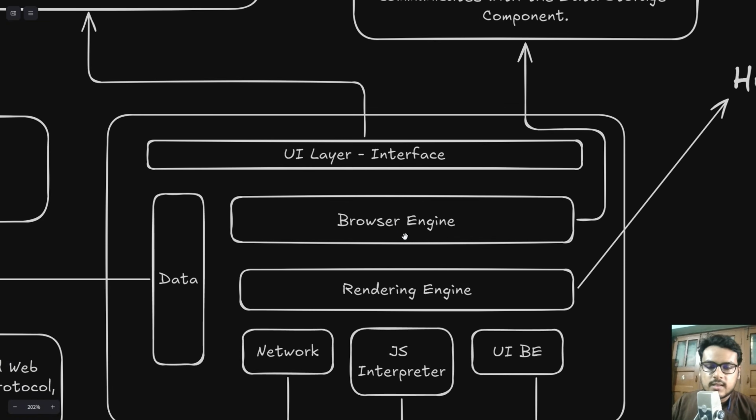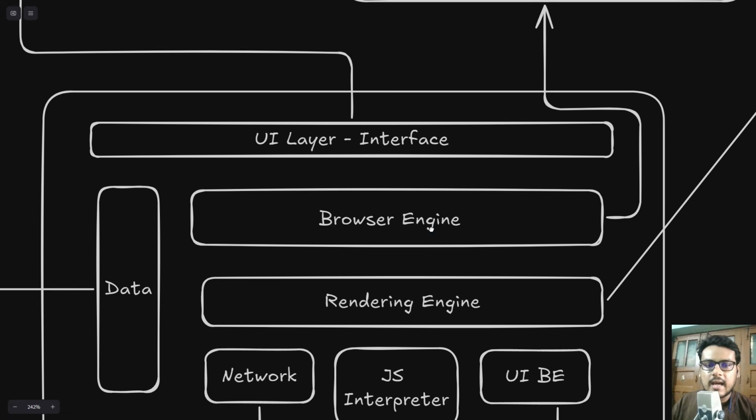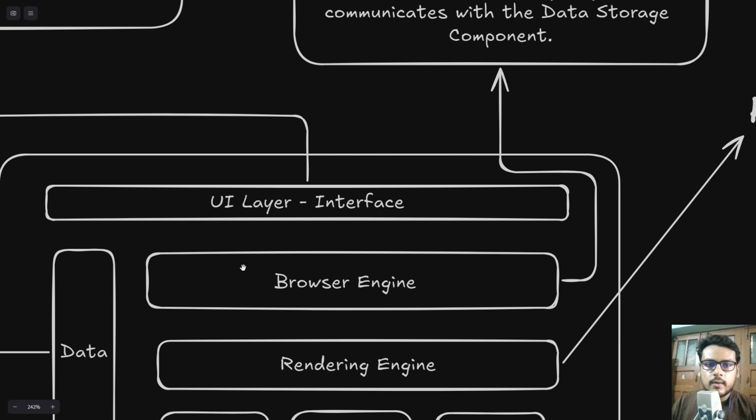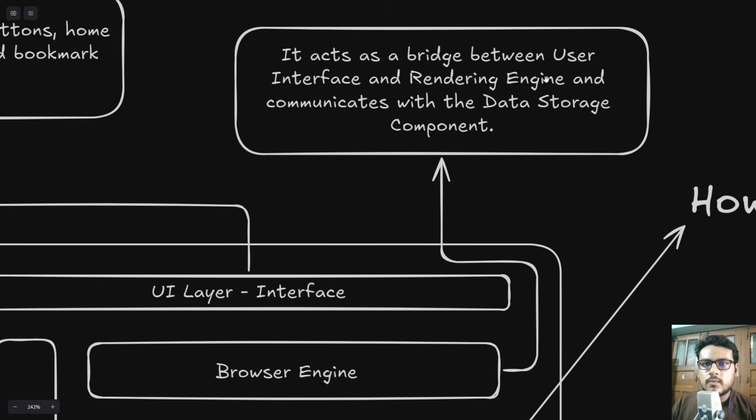Next we have the browser engine. Think of the browser engine as a mediator between the UI layer and the rendering engine. We are going to talk about the rendering engine in the second half of this module, but for now just understand that the browser engine is responsible for keeping the UI layer and rendering engine in sync, and it also interacts with the data layer. So what is a browser engine? It acts as a bridge between the user interface and the rendering engine and communicates with the data storage component.